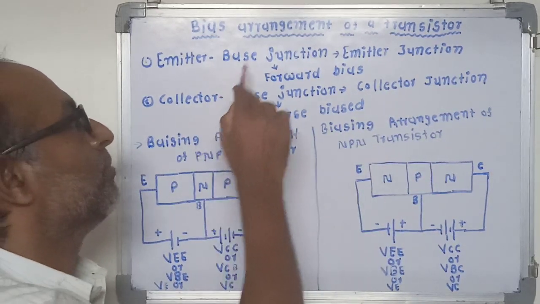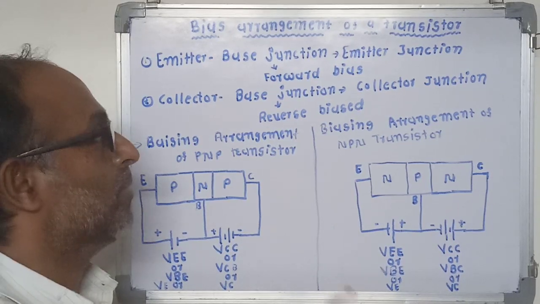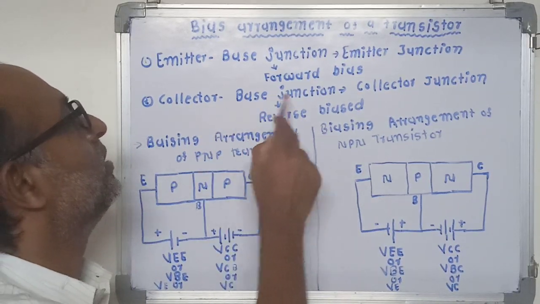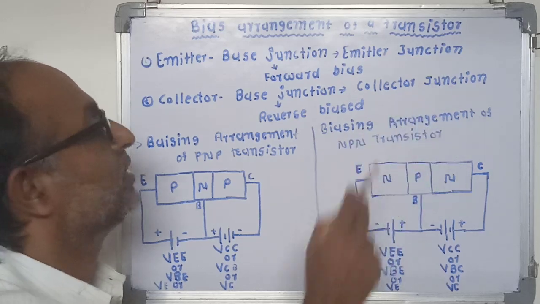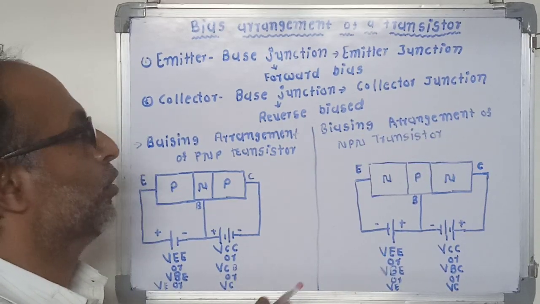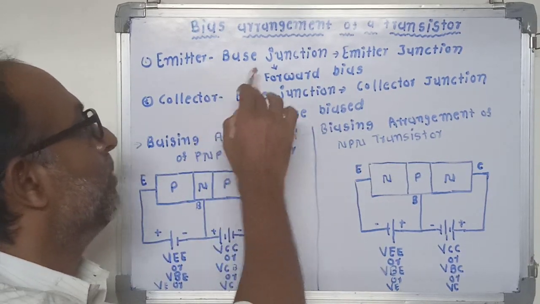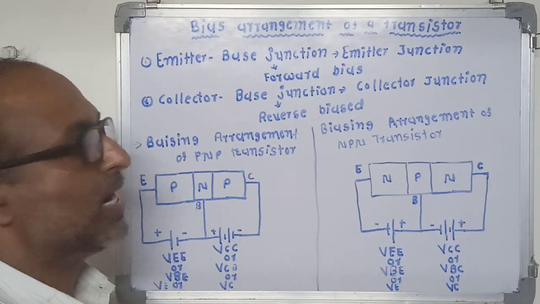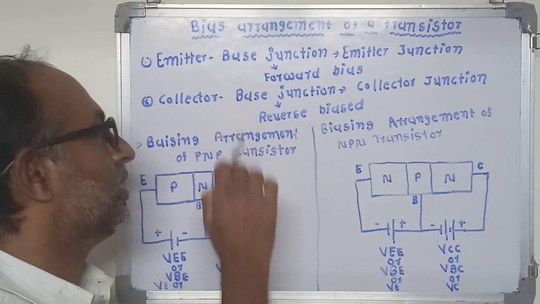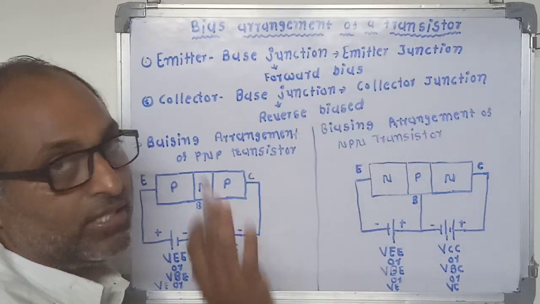Now the emitter base junction, or emitter junction, is always forward biased, and the collector base junction, or collector junction, is reverse biased. So it is most important that forward bias is applied to the emitter base junction and reverse bias is applied to the collector base junction for each configuration of the transistor.